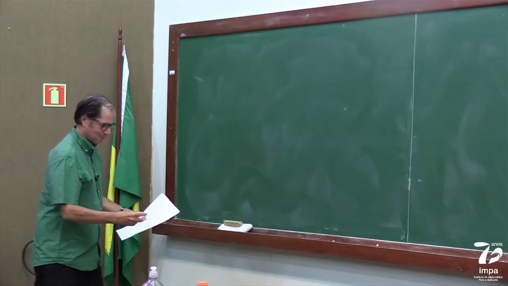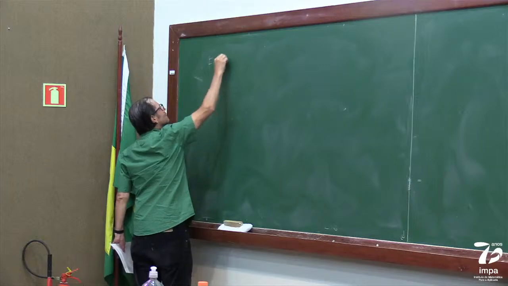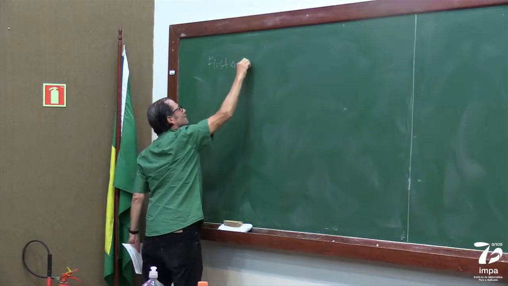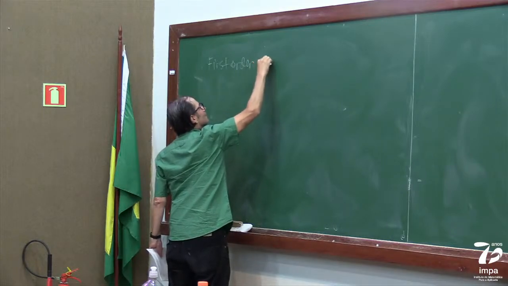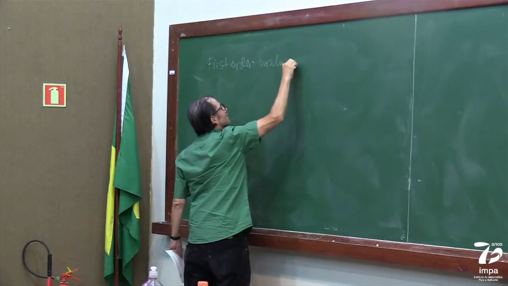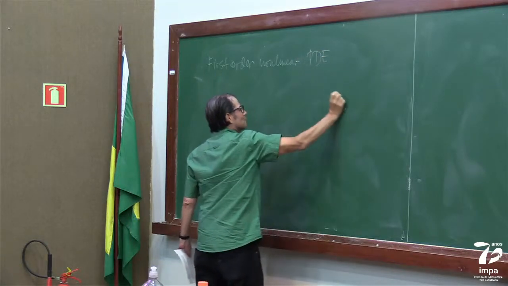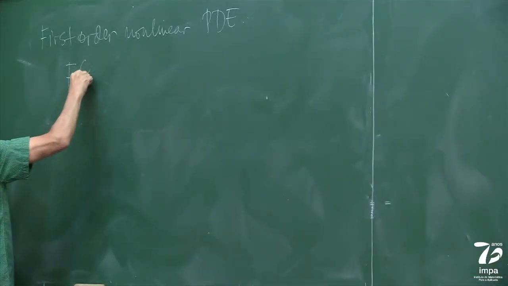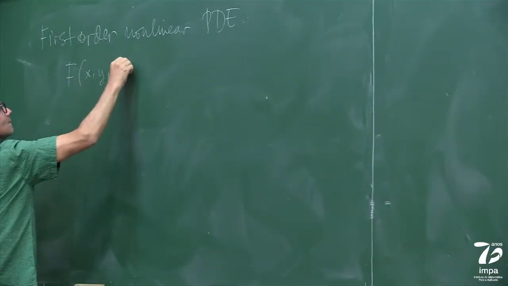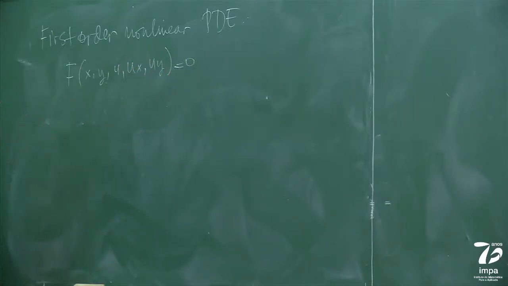So let's continue now with our first order nonlinear PDE. So just to recapitulate, we have this, the PDE written in implicit form.